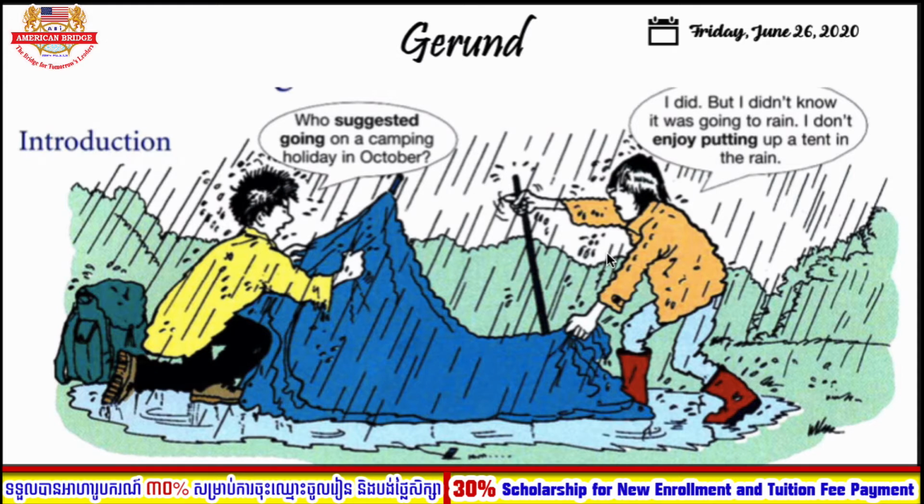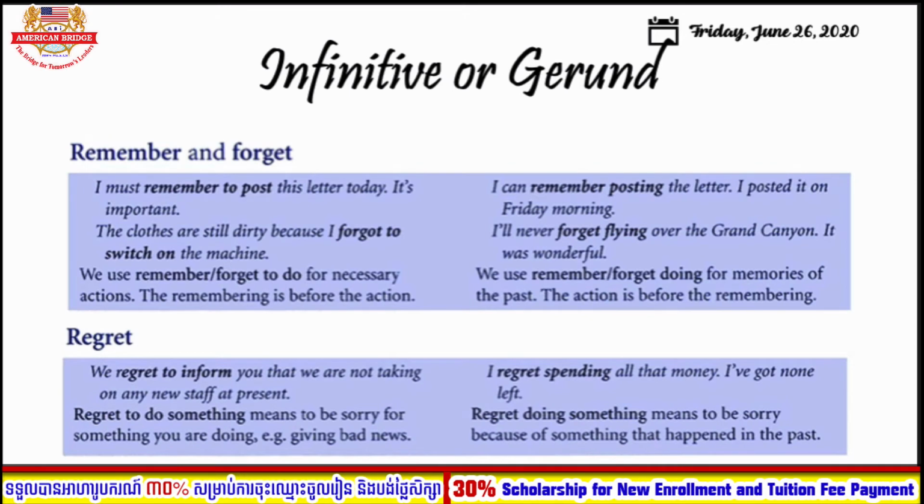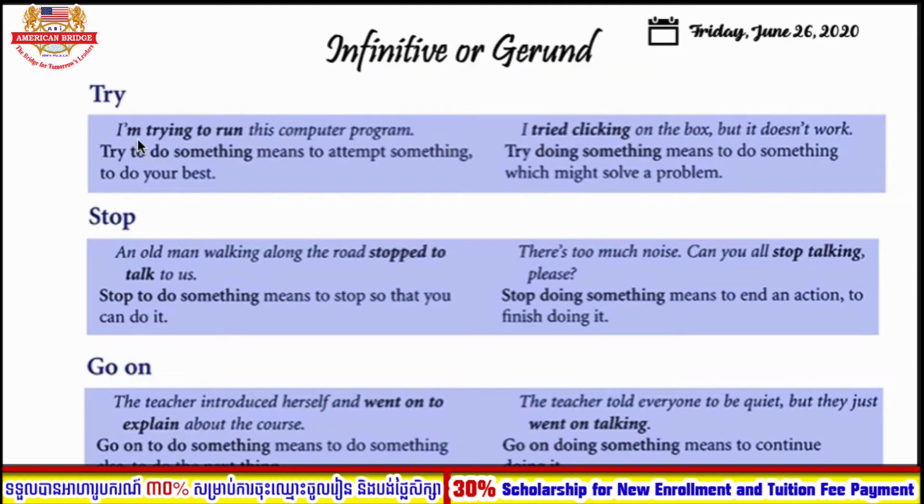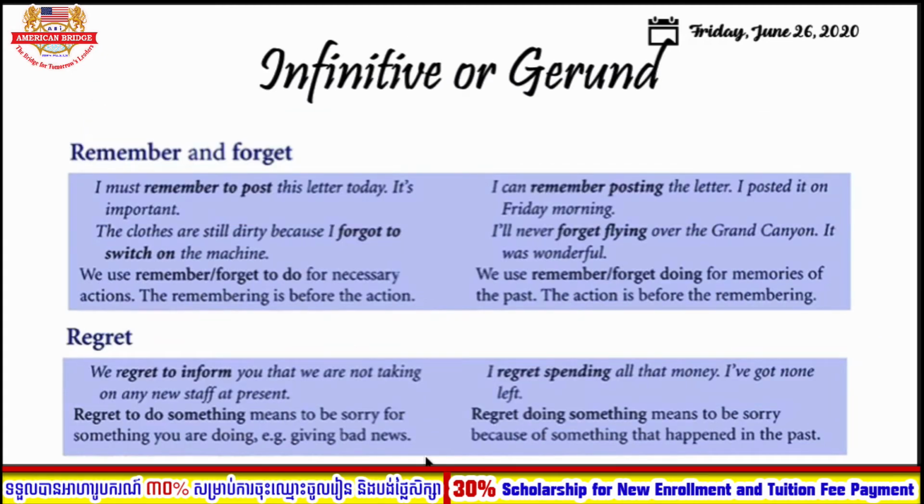Okay, so some of you might know what gerund is, what infinitive is, but I would like to point out some of the important lessons here that are very confusing, which is some verbs you can use with to infinitive and you are also able to use with gerund form, but it will change the meanings. So those verbs are remember and forget. We have the word regret, we have the words try, stop, and go on. Okay, let's go one by one from this one.